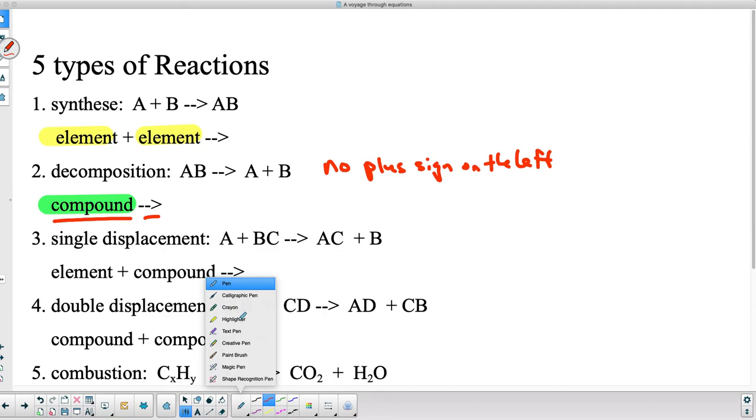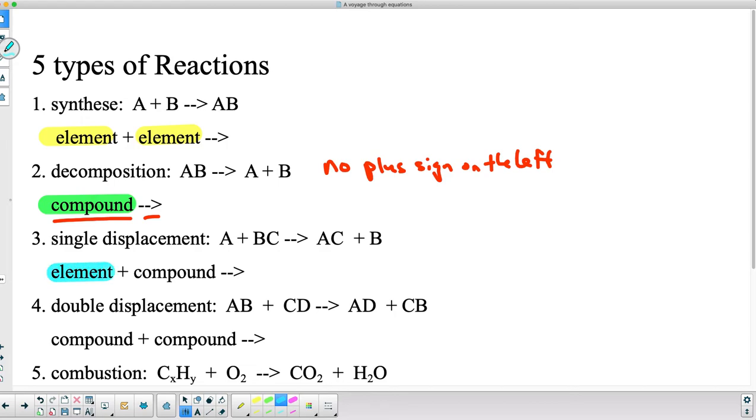Let me go back to my highlighter, and then I can say for single displacement. Now this one's a little bit more confusing because there's an element plus a compound. The A plus the BC means I have an element plus a compound here, and what I get then is a compound and another element.